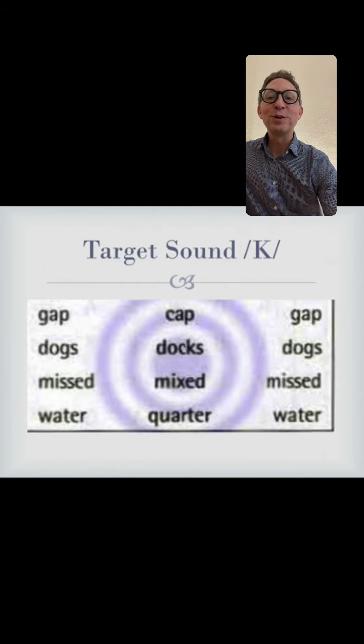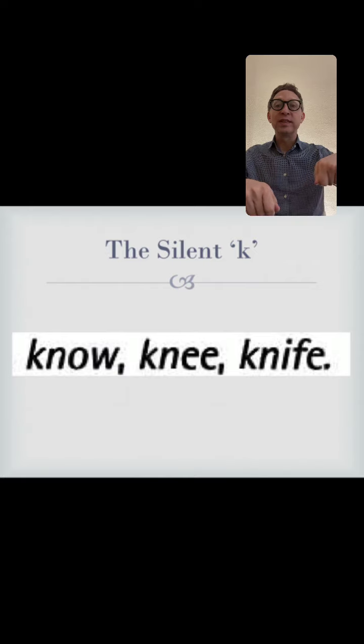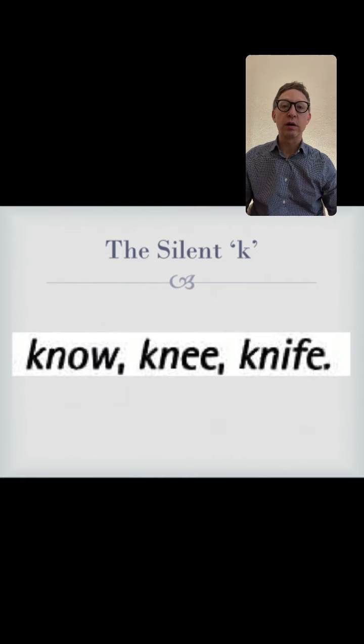All right, now we're going to look at the silent K. So we have a few words where you see the K, but you never hear it. No, no, knee, knee. The knee, of course, is in the middle of your leg. That's your knee. And then knife, knife. You cut your food with a knife and you use a fork often.